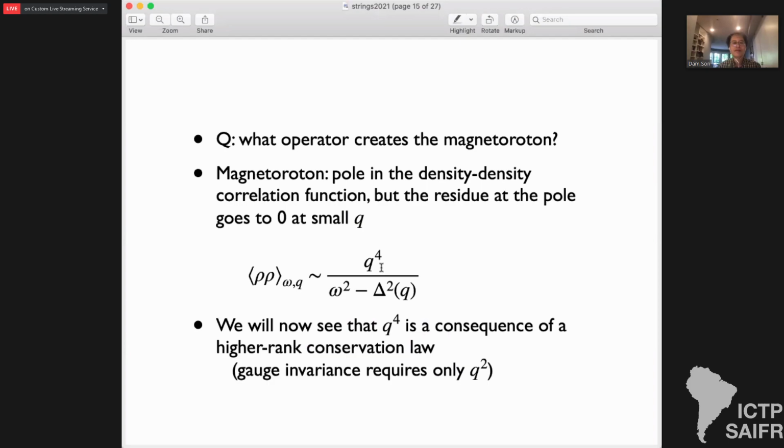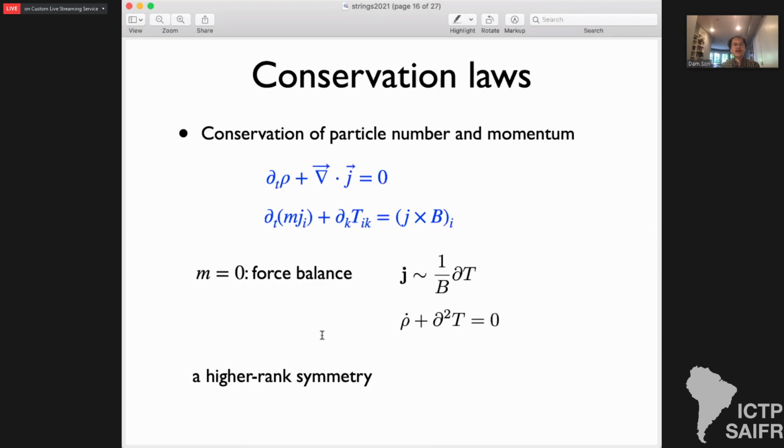In particular, the power here is q to the fourth, which is quite interesting because gauge invariance requires only q squared. We will now see that this fact, that this correlation function goes as q to the fourth, is a consequence of a higher-rank conservation law. So let's write down the laws of conservation of particle number and momentum. For particle number, dρ/dt, ρ-dot, is equal to the divergence of the current. And the conservation of momentum has this form here.